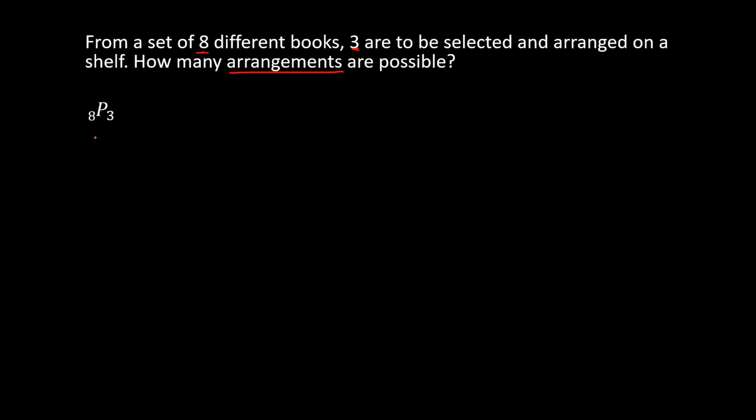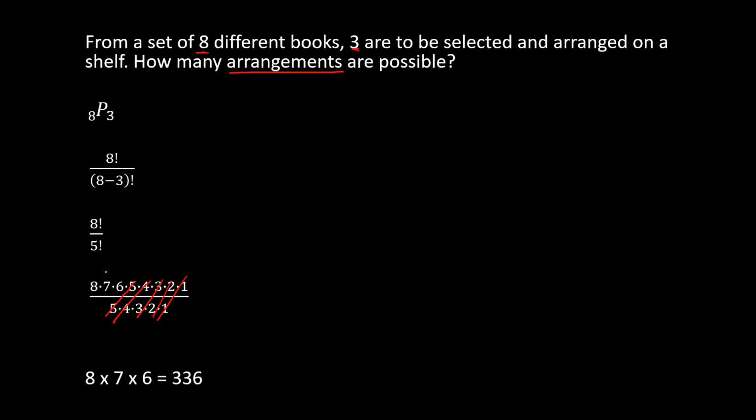So from here, all we do is solve this, where we have 8 factorial on the top, and then 8 minus the 3 factorial on the bottom. So we have 8 factorial over 5 factorial. So 8 factorial is 8, 7, 6, 5, 4, 3, 2, 1. 5 factorial is 5, 4, 3, 2, 1. I can divide out the 5, the 4, the 3, the 2, and the 1 to leave me with 8 times 7 times 6, which would equal 336.